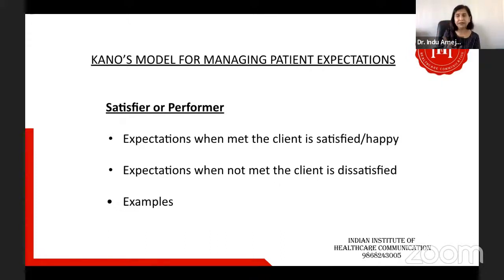They are expected, especially if we talk about a corporate hospital. This is something every patient will expect. A patient going to a government hospital will not expect a neat and clean washroom. But a patient coming to a private hospital, corporate hospital, for them that is something that has to be there. But if it is there, they are not very excited about it, but they are satisfied. Okay, this is a good hospital. So all the basic courtesies, etiquettes, listening, dealing respectfully, providing them the comfort, giving them the services that they require, they would all be part of the satisfier or performer category.